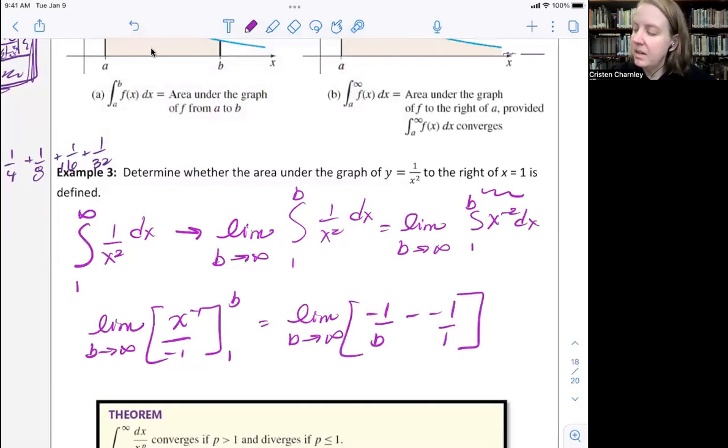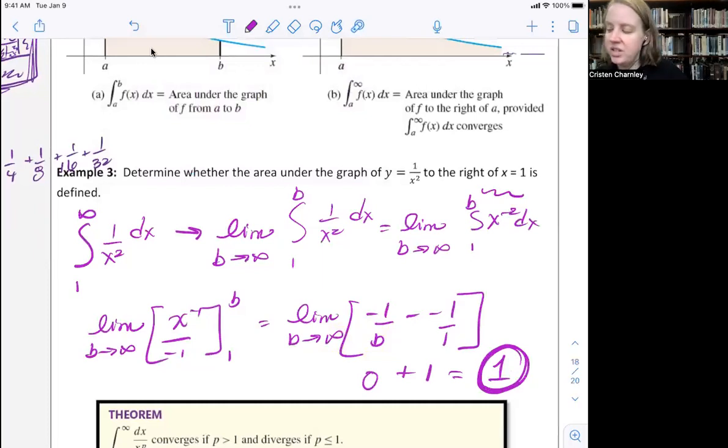Now, something happens here. So I have a plus 1 in the end. And if I put infinity in place of this b, 1 over infinity is 0. So 0 plus 1 is 1. Guess what? The area is defined. The area is defined to be 1. And I know that feels weird.